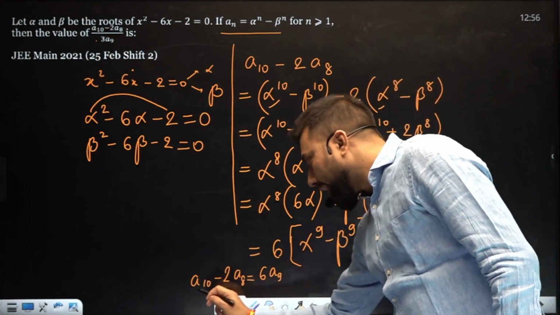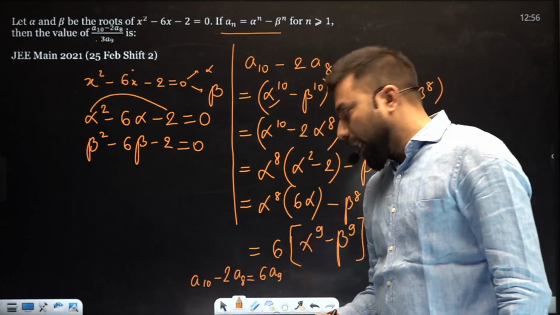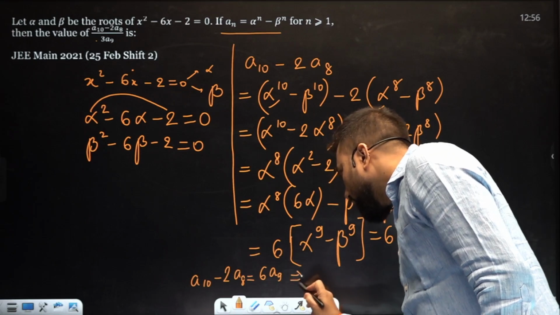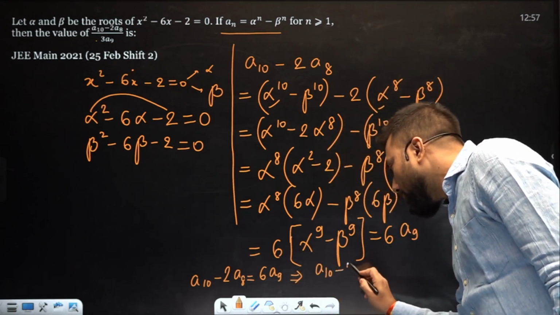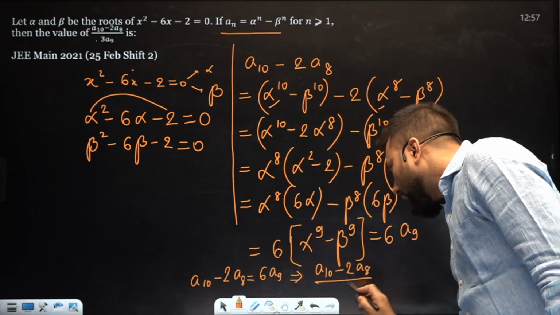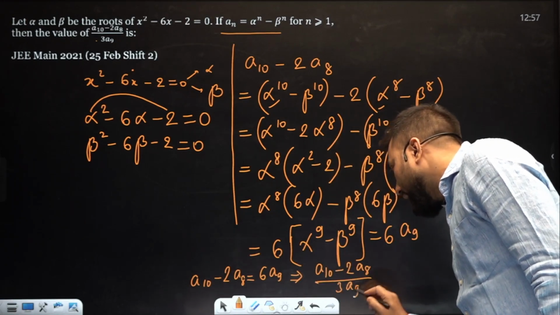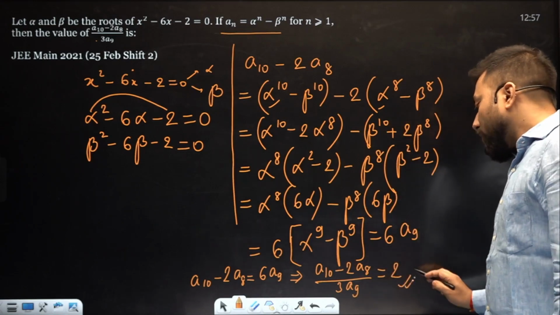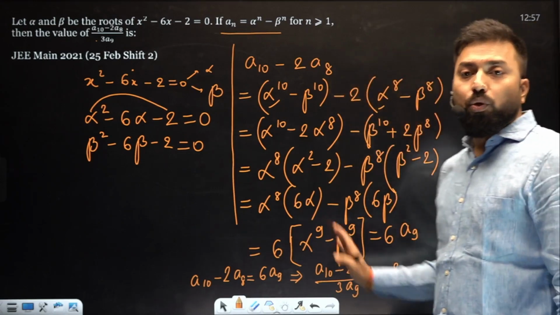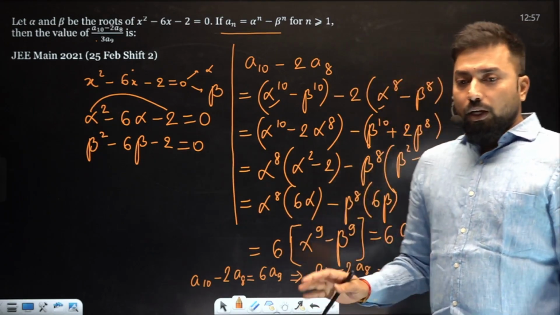So we have to divide the entire expression by 3a9. Now here, if we divide it by 3a9, this becomes a10 minus 2a8 upon 3a9 is equal to 2. So the answer for this particular question will be 2 here, right? I hope this is clear.